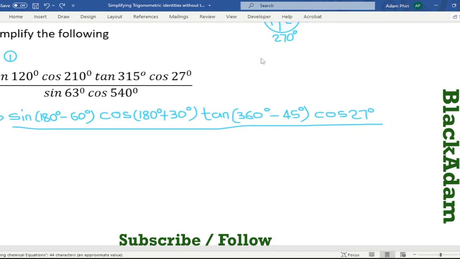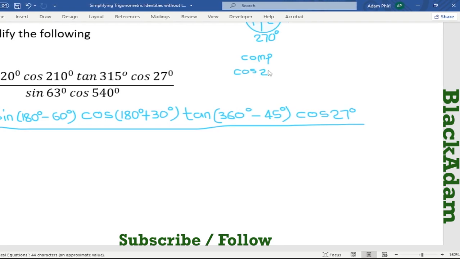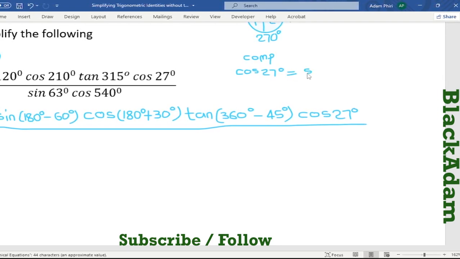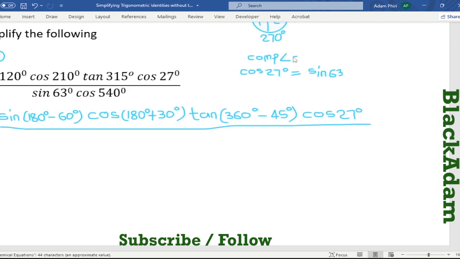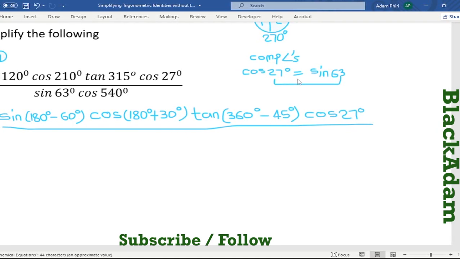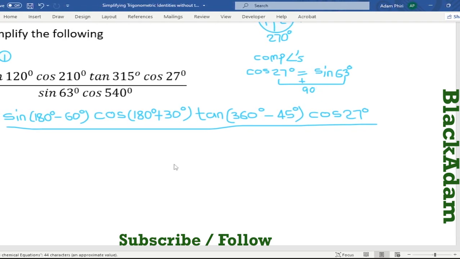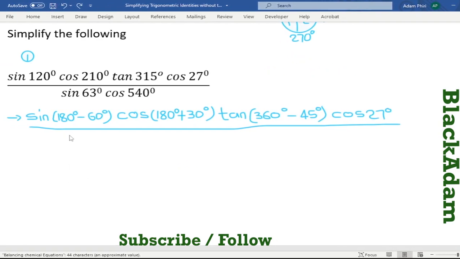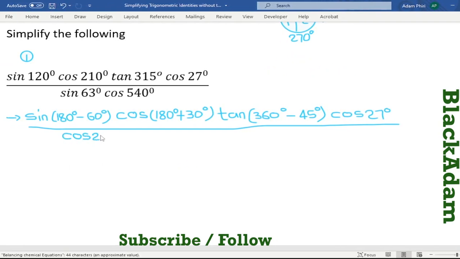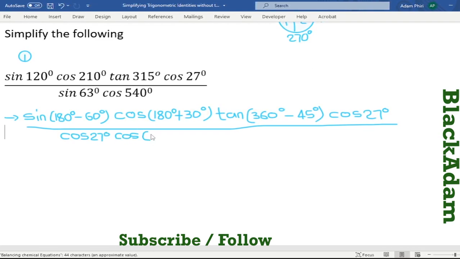Let's go to the denominator. That's called complementary angles. Sine 63 degrees will be equivalent to cos 27 degrees, so you can put either of them. Adding them together makes 90 degrees, so that's why they're complementary. And then we have cos 27 degrees instead of sine 63 degrees because it means the same thing.